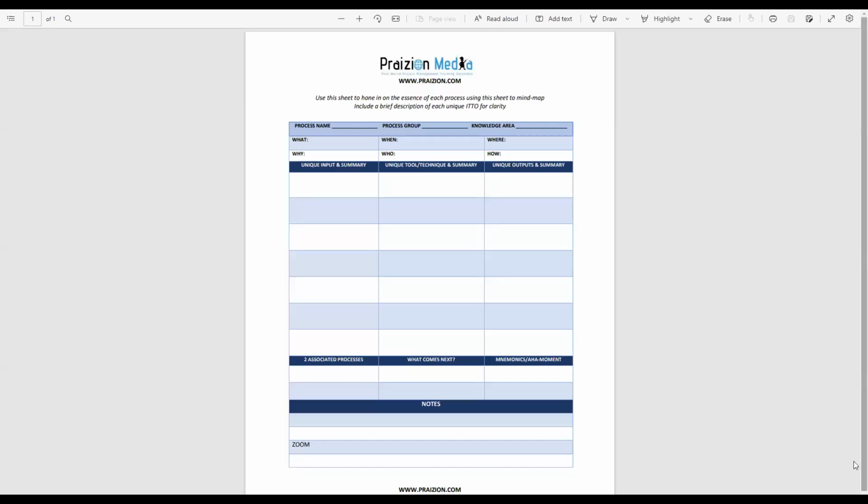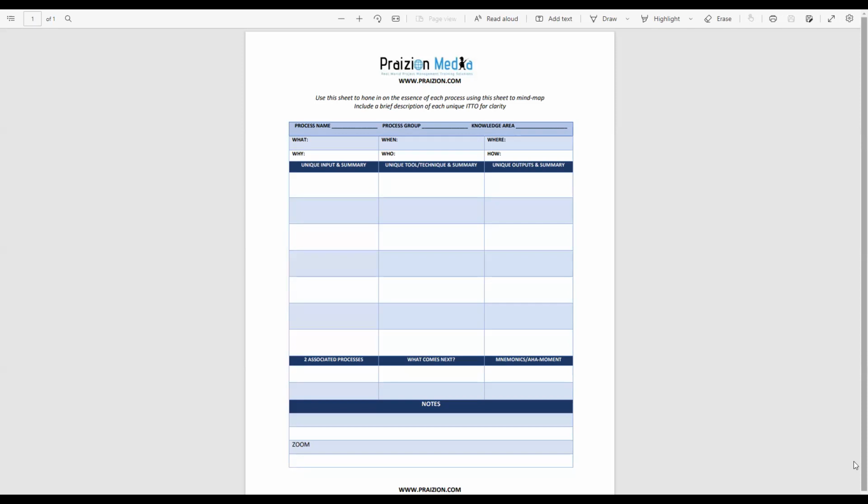Process analysis sheet. There are 49 processes documented in the PMBOK Guide 6th edition. And while many of us don't want to spend time reading them, it is important to understand the essence of each process for success on the exam. I hear from a lot of students, they don't understand the process flows. And one of the major reasons is they don't understand the processes to begin with.